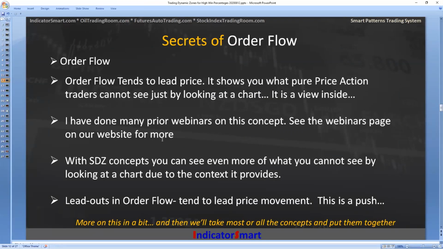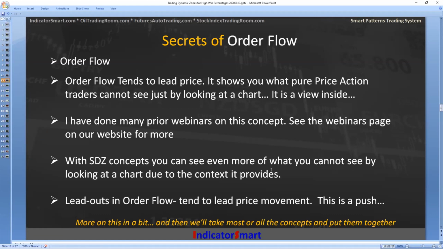So a couple of secrets of order flow, just a recap, and I'll go through this real quick. Order flow tends to lead price. It shows you what pure price action traders cannot see by looking at a chart. It's a view inside, because it's a lead. I've done different prior webinars on this concept. You can check out the webinars page on the Oil Trading Room website if you want to find more of what we've done in the past with Sharp.